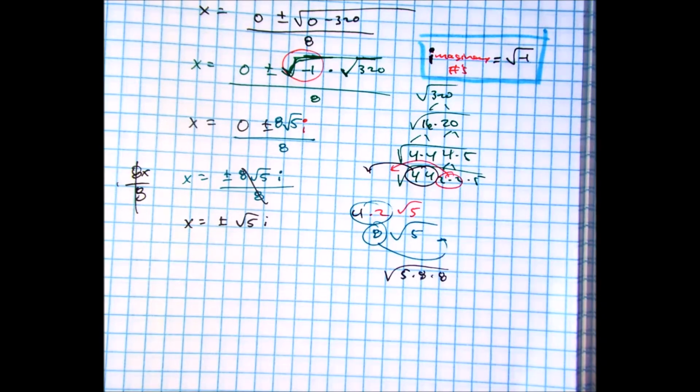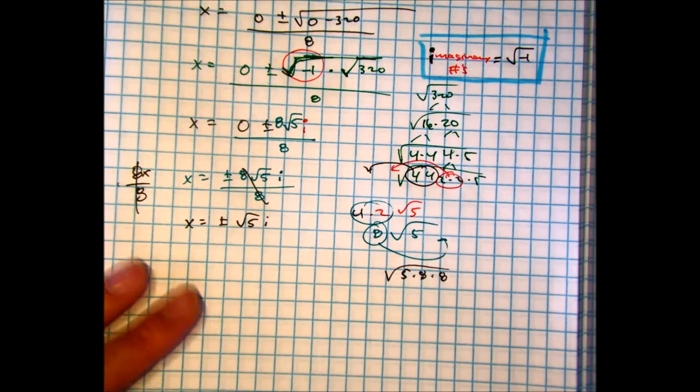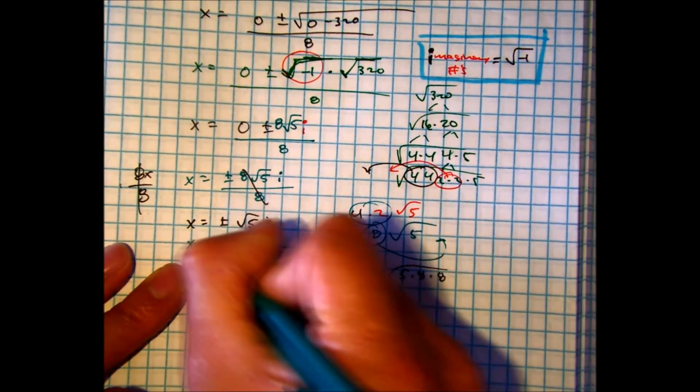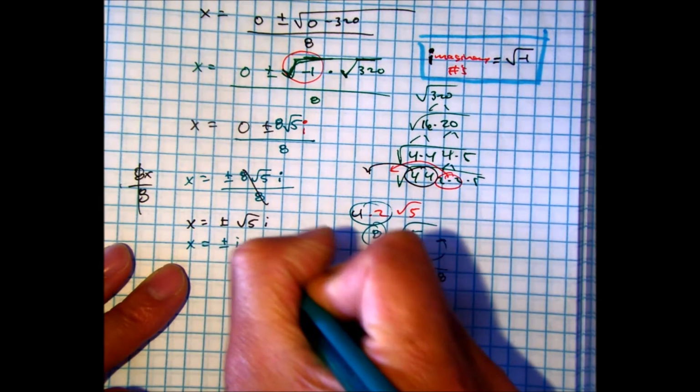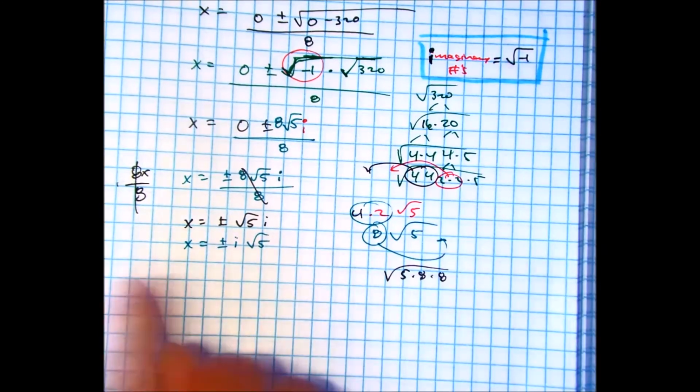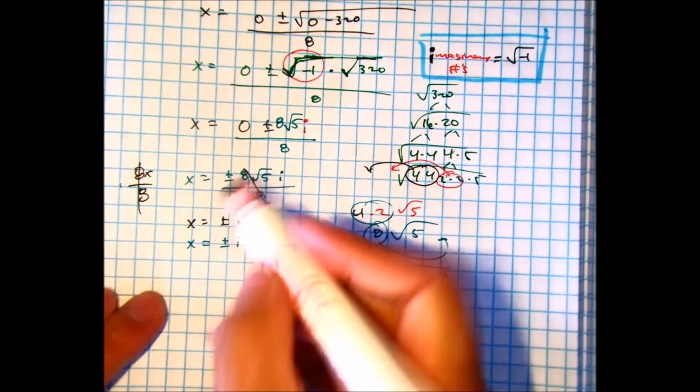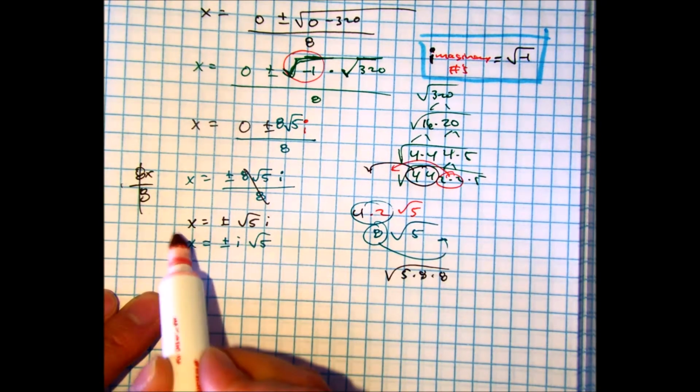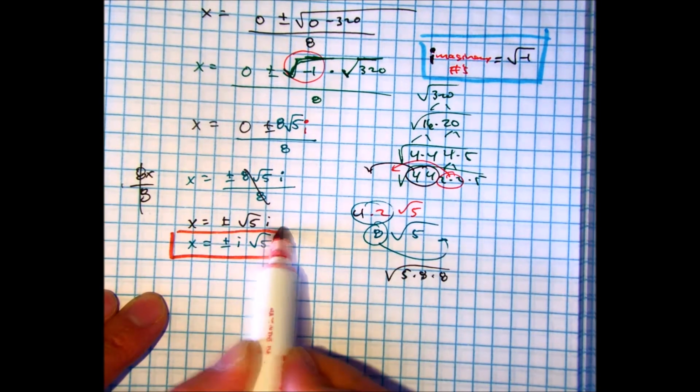And that's our answer. You can also write it in a different way too. X equals plus or minus I radical 5. As long as the I is not inside the radical, I think I like this one better.